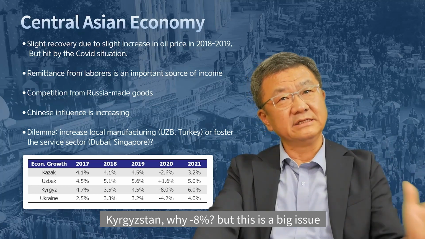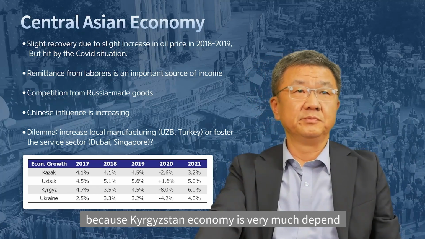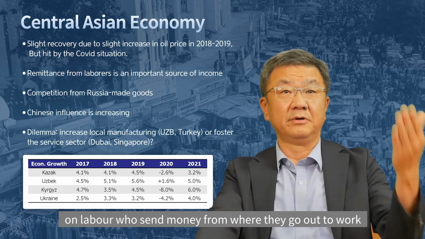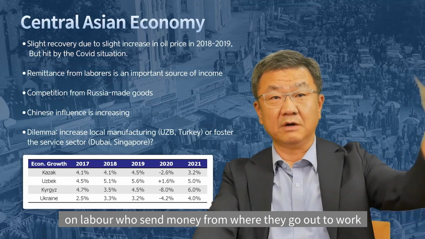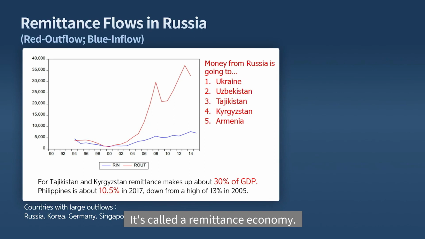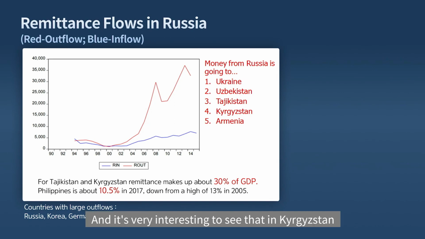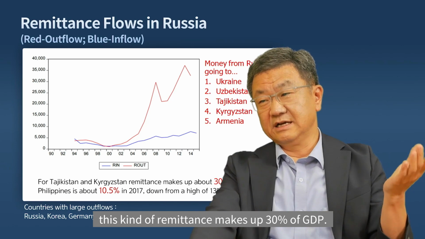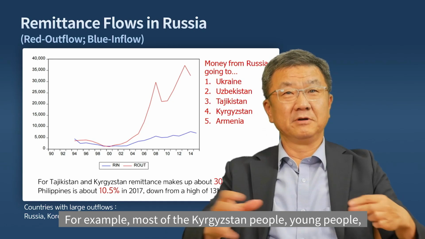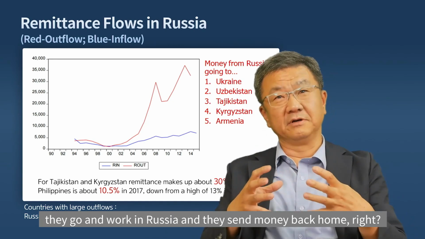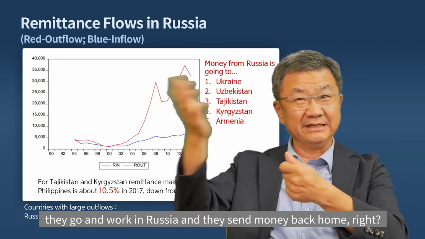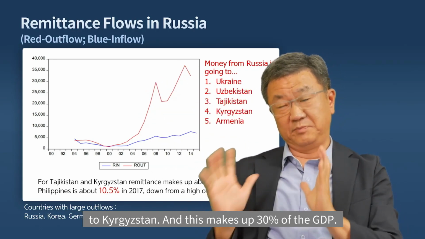Kyrgyzstan, why minus 8%? So this is a big issue because the Kyrgyzstan economy is very much dependent on laborers who go out to work and send money back home. It's called the remittance economy. And it's very interesting to see that in Kyrgyzstan, this kind of remittance makes up 30% of GDP. So for example, most of the Kyrgyzstan young people go and work in Russia. And they send money back home, right, to Kyrgyzstan. And this makes up 30% of the GDP.